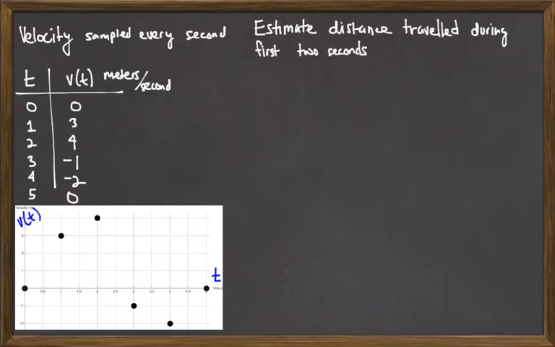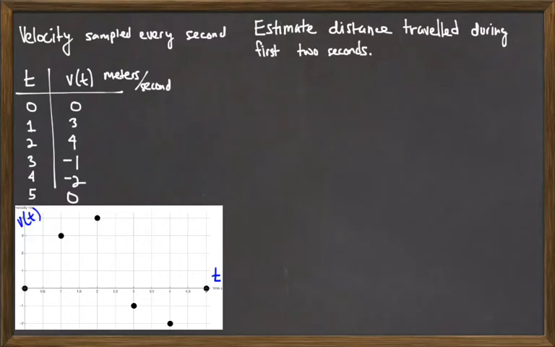What I'd like to do using the table is to estimate the distance that the object travels during the first 2 seconds. So between t equal to 0 and t equal to 2, I would like to use this information to predict how far I think the object would have traveled. To do that, I might use these sample values to make little estimates of the distance that it does over each little 1 second interval.